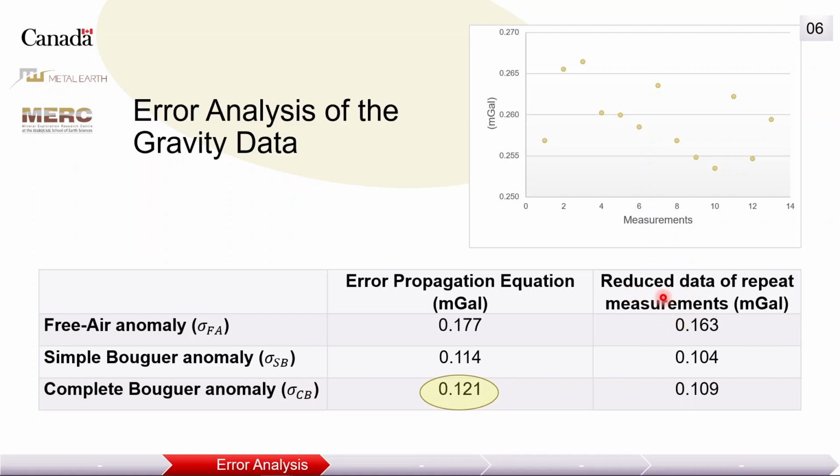The other way, which is much easier, faster, and not time consuming, is by just comparing measurements at some stations that we reoccupied and acquired more than once. So we compare both, and they're pretty much consistent. So we are going to use this for the complete Bouguer anomaly, 0.121. And what does this uncertainty in the data mean when we take it into the model? That's the first constraint that we have.